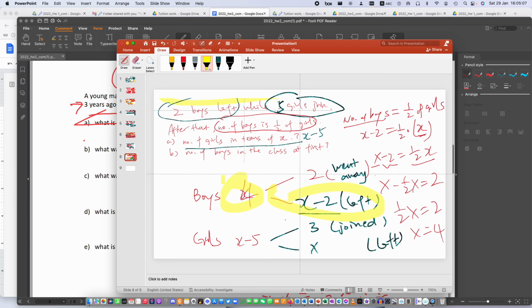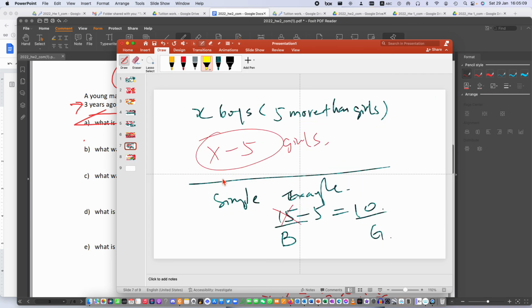So the most important part is still this part. How do you get the number of girls out? How do you get the girls out? Give yourself a simple example. By having the simple example, then you know what to do, right?